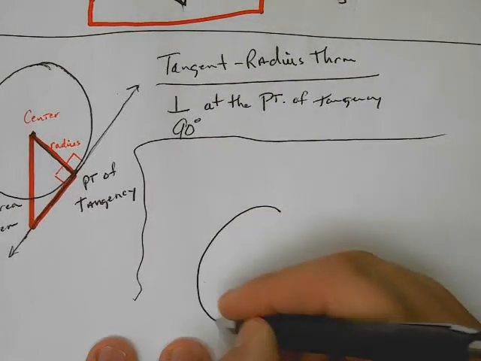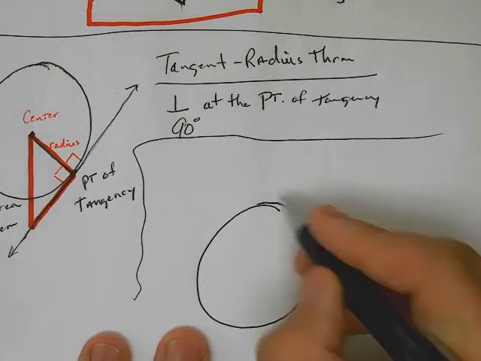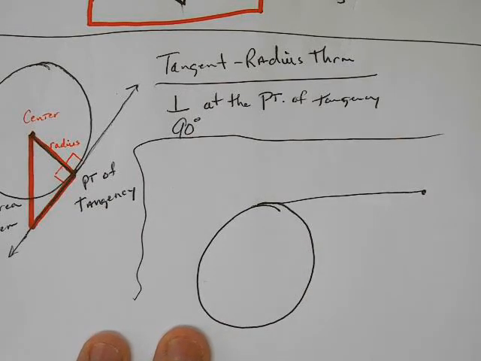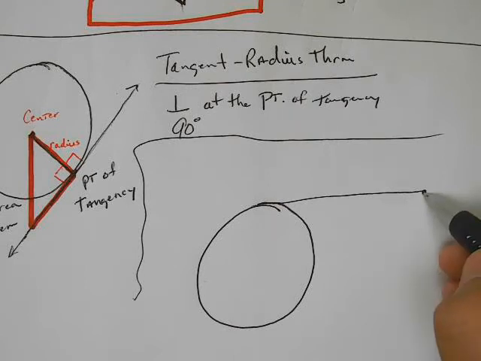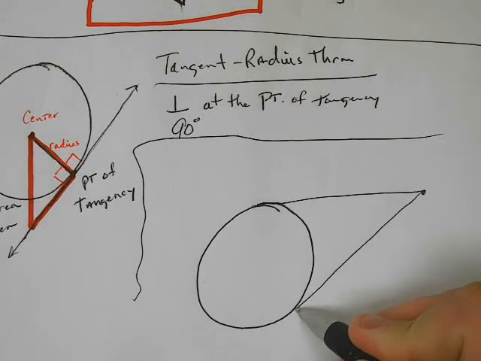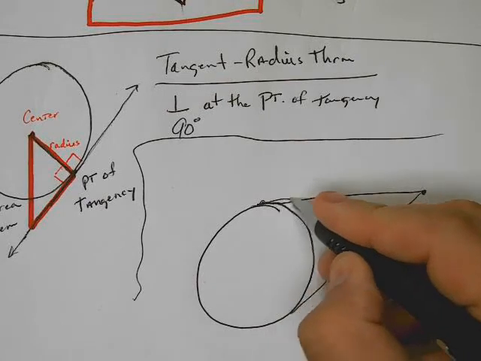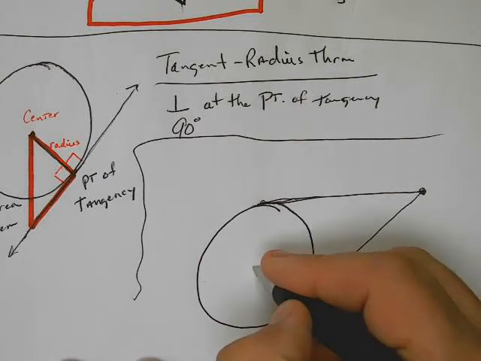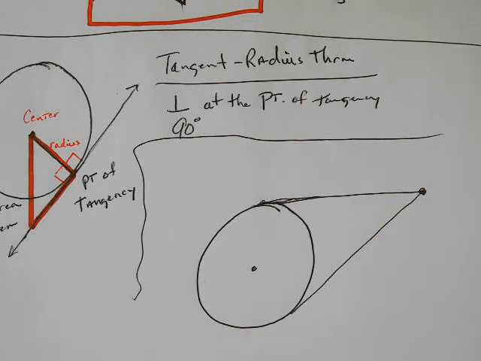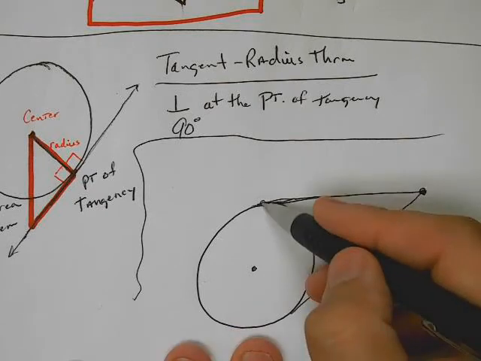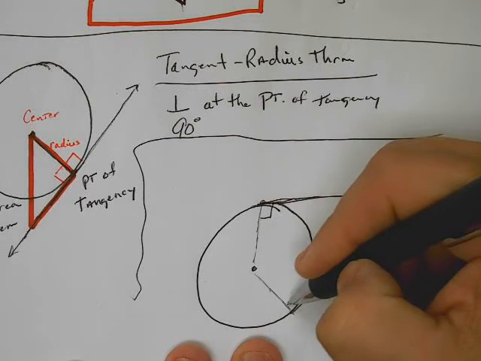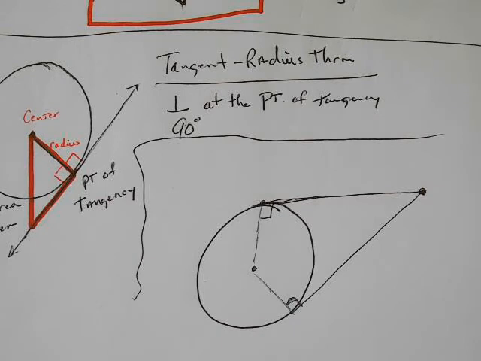Let's say that I have a circle and I have a point out here beyond the circle, and there are two tangents that are drawn. So there's my picture. I have a circle, there's my center. Drawing the radius here, 90 degrees. Drawing the radius here, 90 degrees. Everyone see the picture?